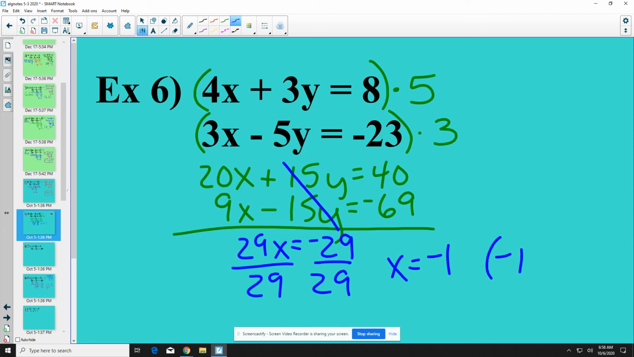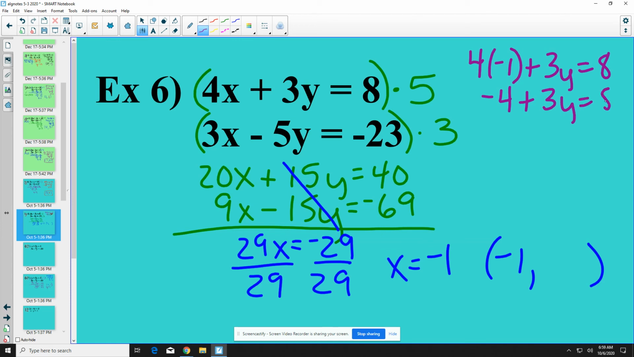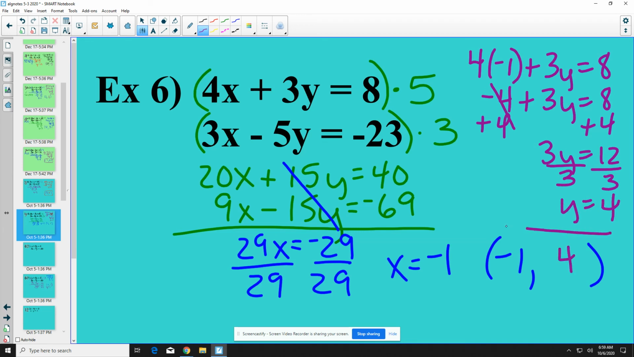So I know my solution is negative 1 something, all right? So now I need to take negative 1 and plug it in for x in one of the equations. So I'll just use the top one. Let's see, 4 times negative 1 plus 3y equals 8. That'd be negative 4 plus 3y equals 8. Then I would add 4 to both sides. This would cancel. I would get 3y equals 12. Divide by 3, I'm going to get y equals 4. So my solution would be negative 1, 4.